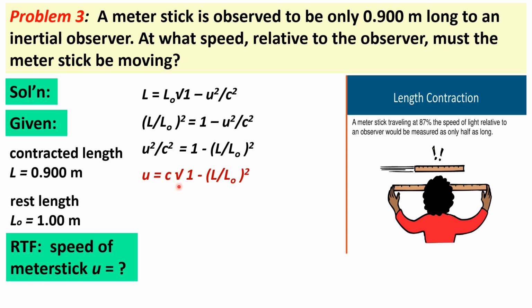So this now becomes our working equation for determining the speed of the meter stick relative to the observer. So we now substitute the given data.